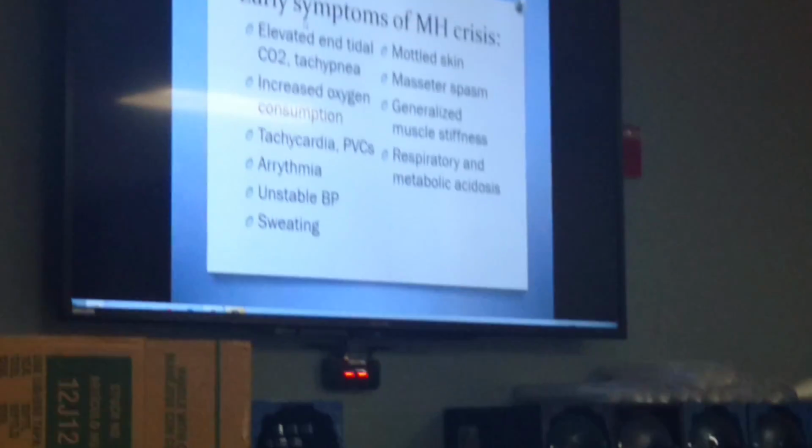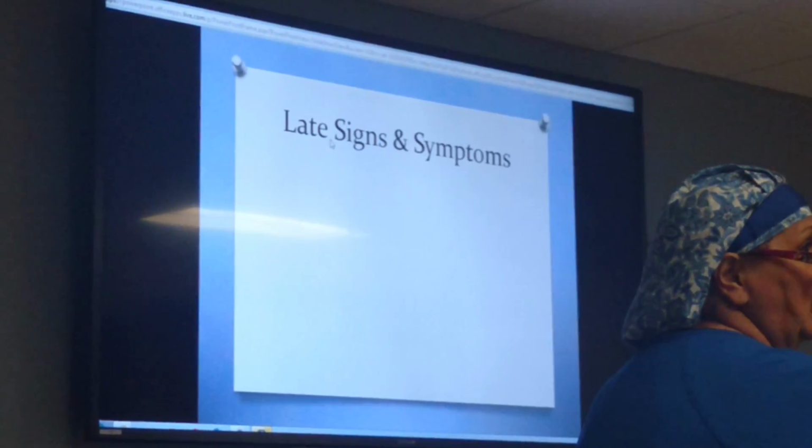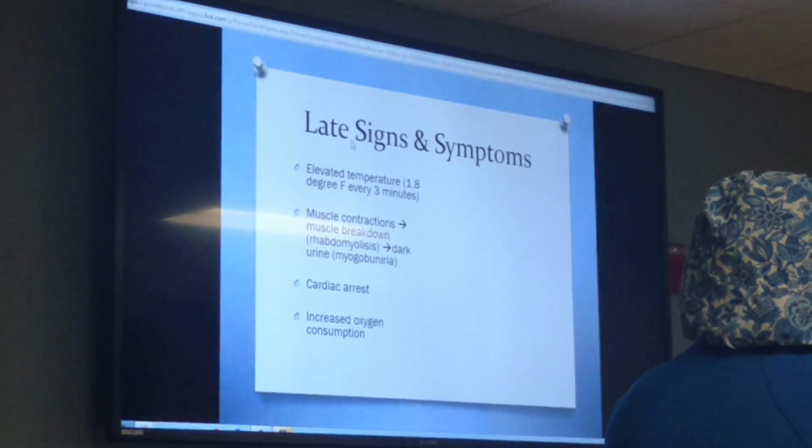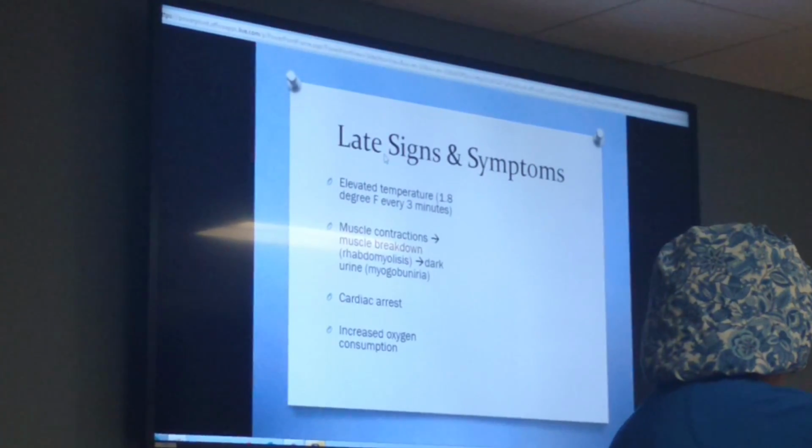So here are your late signs. You get an elevated temperature, about 1.8 degrees every 3 minutes. So your first signs are not the increased temperature, but you do get elevated temperature.